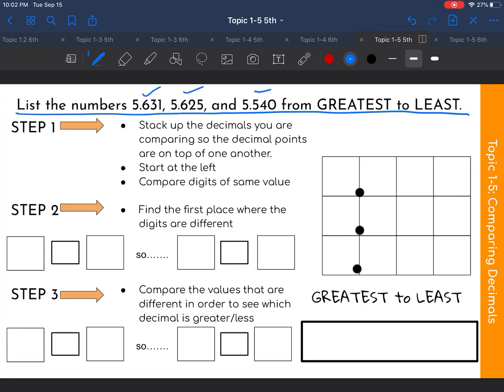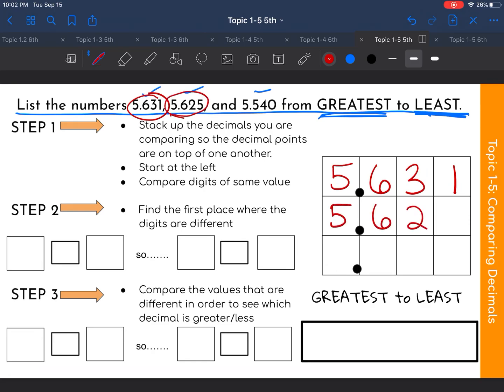It says list the numbers, this number, and this number from greatest to least. So the first step is to stack up the decimals you are comparing, so the decimal points are on top of one another. So we have the first number right here. I'll write it here: 5 and 631 thousandths. Then we have the next number, which is 5 and 625 thousandths. And the last number, we have 5 and 540 thousandths.